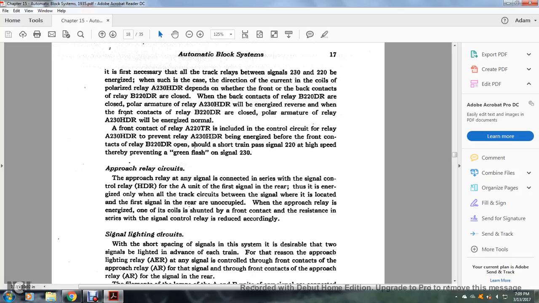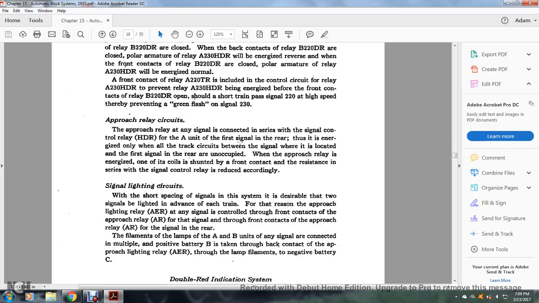The front contact of relay H220 TR is included in the control circuit of the relay A230 HER, energized before the front contact of relay B220 DR opens. This should be for a short train, such as a passenger train at signal 220 with high speed, preventing a green flash on signal 230.